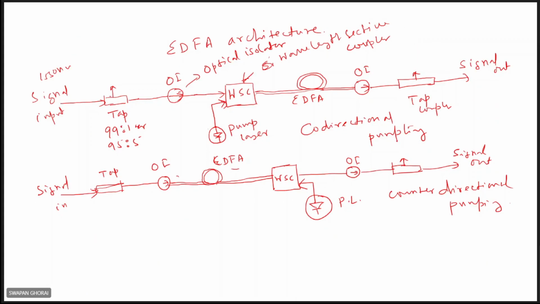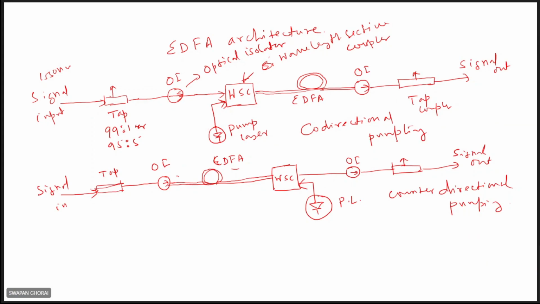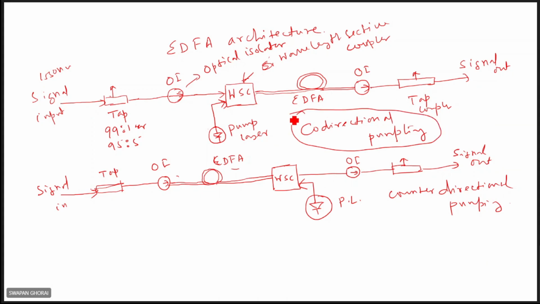Next, if you see the actual architectures, what will be the configurations? You see the architectural configuration here. There are 3 architectures. One is called co-directional pumping. Another is counter-directional pumping, another is dual pumping. In co-directional pumping, you see both the pump and the signal photon propagate in the same direction.